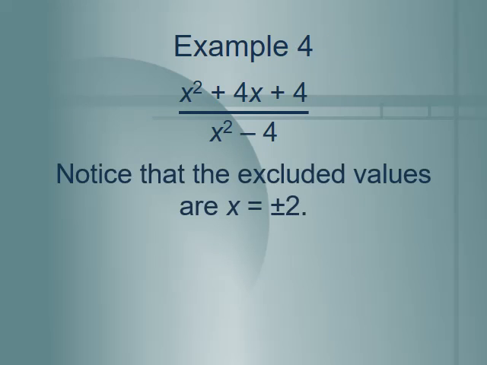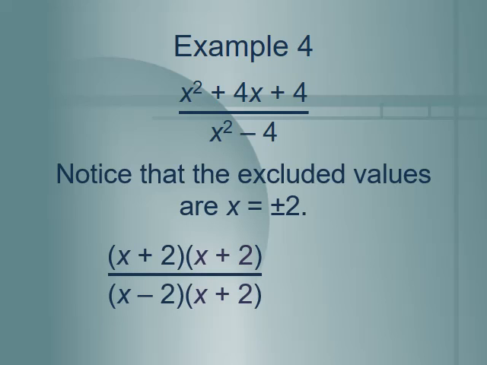Let's look at this one. Now, our excluded value is going to be plus 2 or minus 2, because positive 2 squared is 4, minus 4 is 0. Negative 2 squared is 4, minus 4 is 0. So we need to think about that when we're squaring things. It could be the positive or the negative of that number. And if we go ahead and factor all of this out, we can see that we're left with x plus 2 over x minus 2.